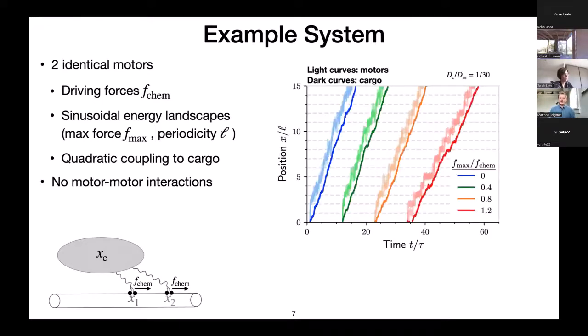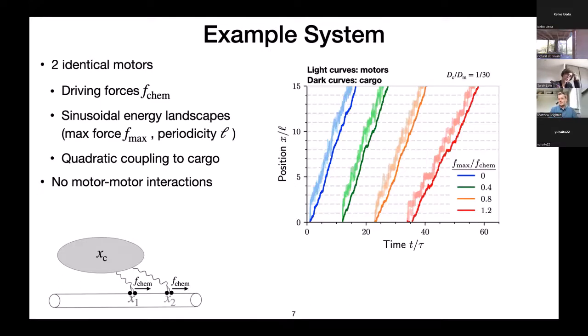So this figure on the right here gives you an example of the kind of trajectories that you get out of this model, where here the light curves denote the positions of the motors over time, and dark curves denote the cargo. And as we vary the parameter Fmax over Fchem, which I'll remind you is analogous to the barrier height of energy barriers between metastable states, we see that as Fmax increases, the system looks more and more like it's taking discrete steps.